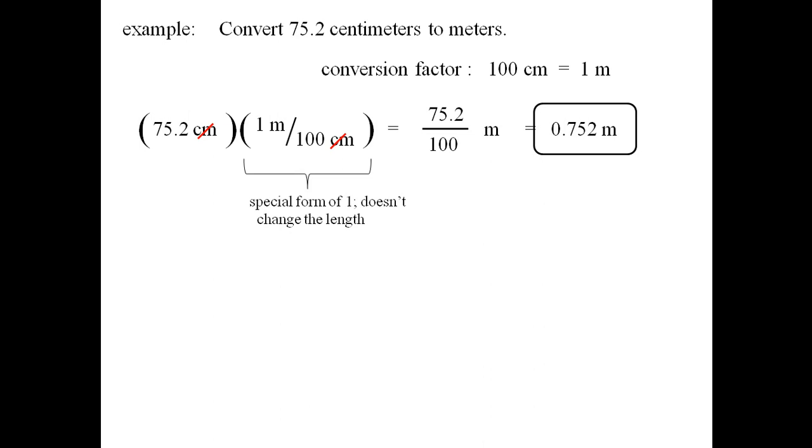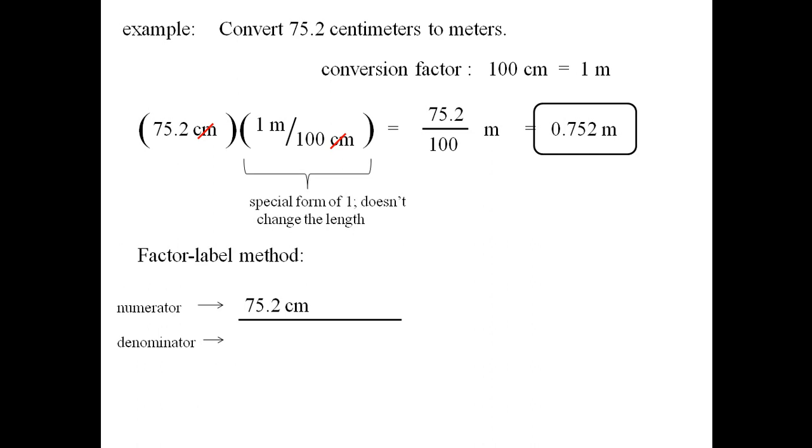Now I'm going to present a slightly different thing that I like a little bit better. It's called the factor label method. I don't know why they call it that, but this is what it's called. You don't have to remember that if you don't want to. Here's the setup. We just have a line like this, and we put 75.2 centimeters on the top of this line. Anything above this line is going to represent the numerator, and anything below the line is going to represent a denominator. When I set it up like this, I want to cancel out the centimeters and replace it with meters.